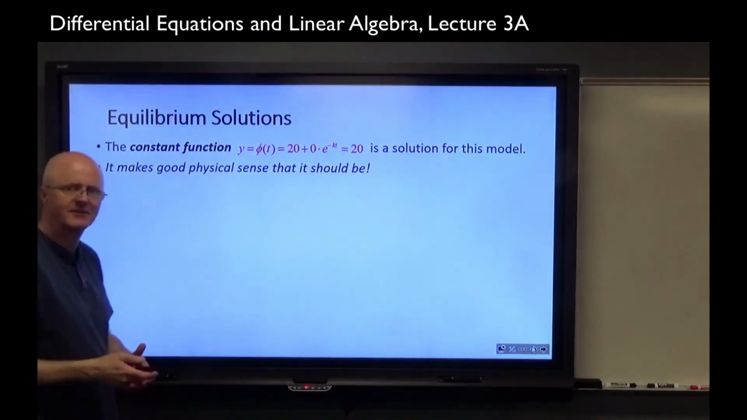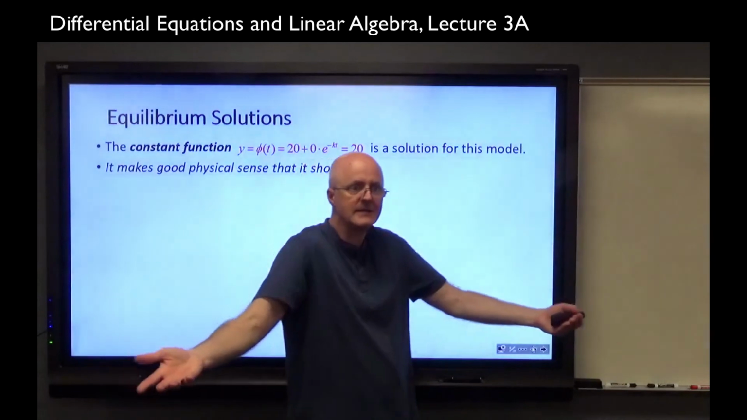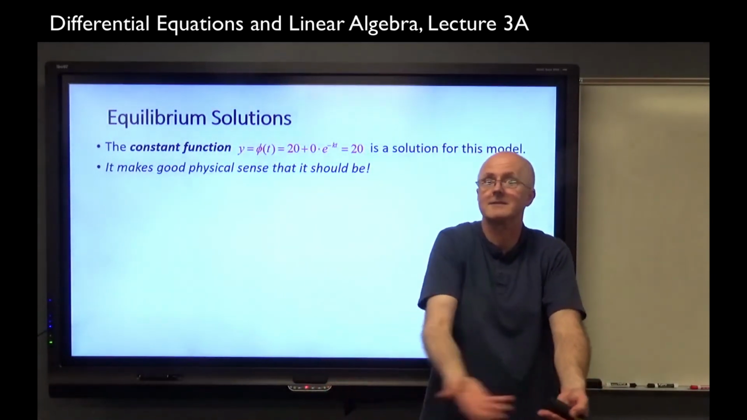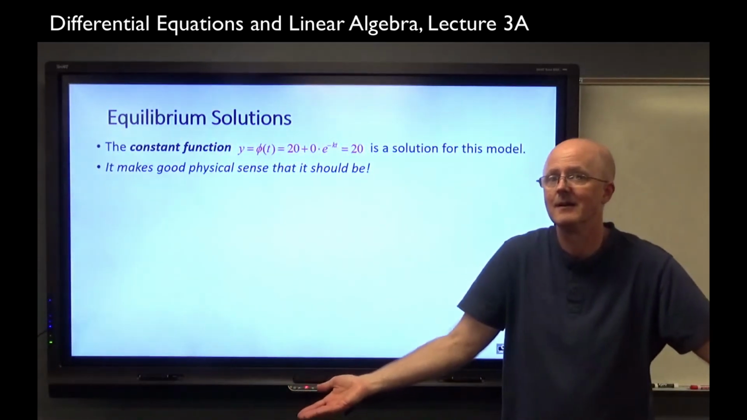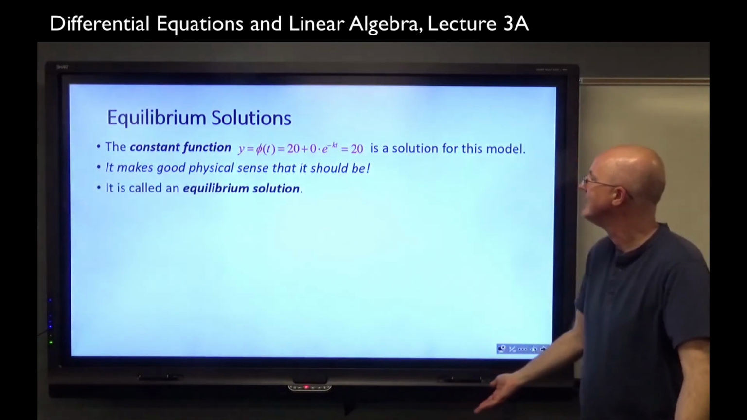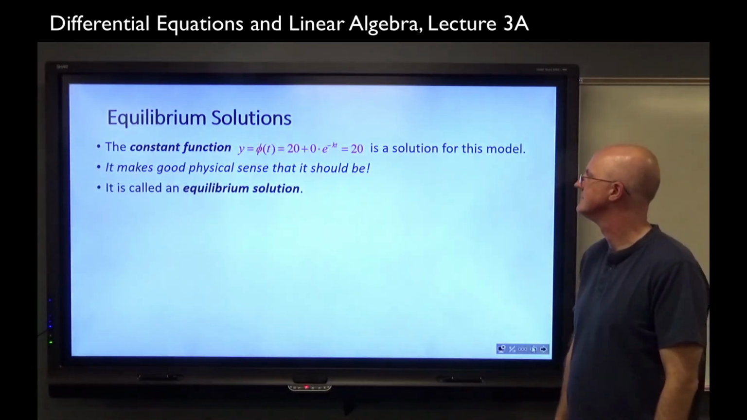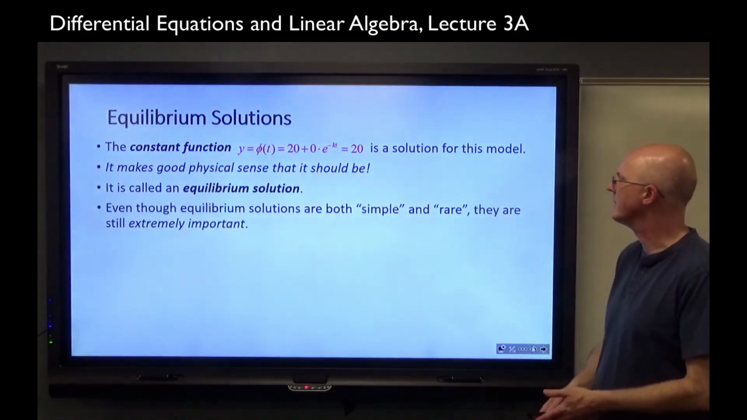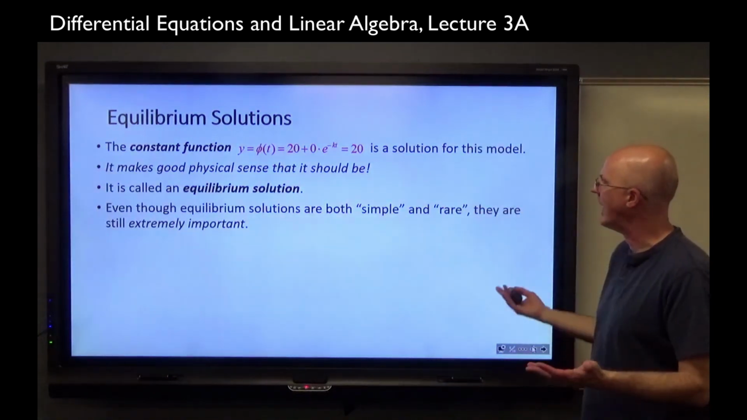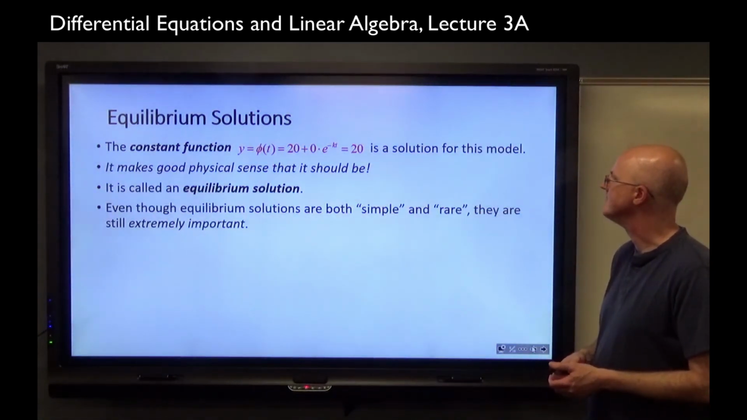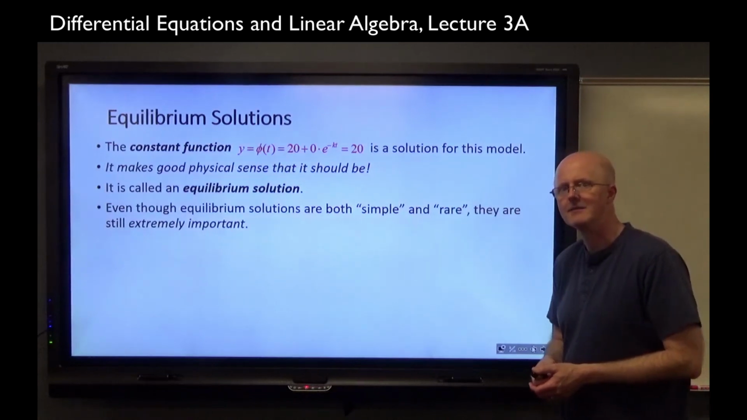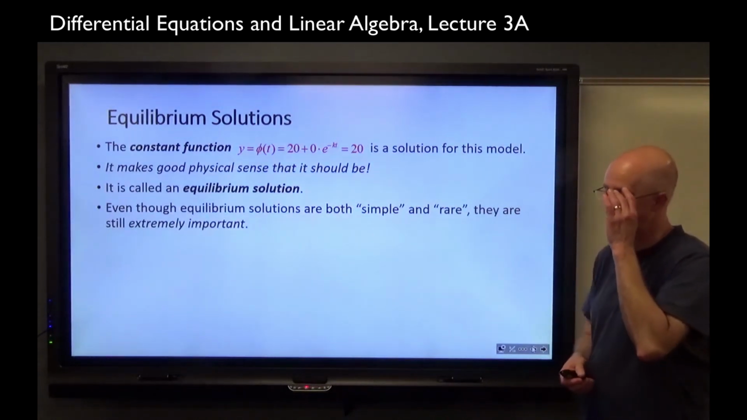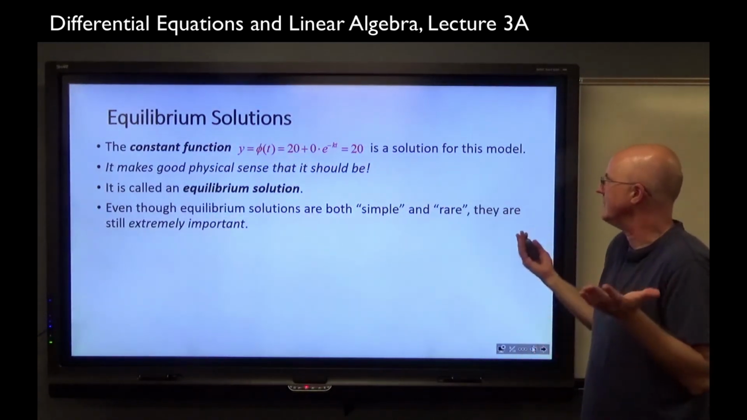And it makes good physical sense that it should be, right? The room is 20 degrees. If the coffee is 20 degrees to start with, it's going to stay 20 degrees. It's called an equilibrium solution. Even though equilibrium solutions like this are simple and rare, right? Most solutions are not the solution where c is 0, c is anything. They are extremely important.